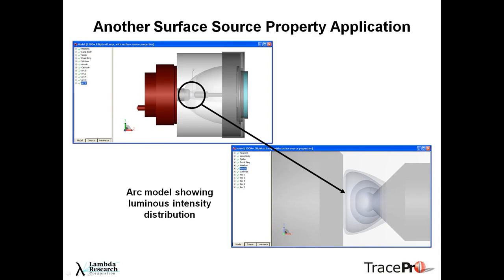Another application I like to show, not LED related, for a surface source property is the arc of a xenon lamp that might be used in, say, a digital projection system. In lamps like this, we have a cathode here and an anode here. The luminous intensity of the arc is brightest right at the tip of the cathode, and it falls off as we move away from that tip. We can model this by creating a series of nested solids in TracePro and applying different surface source properties to each one to model that change in luminous intensity.